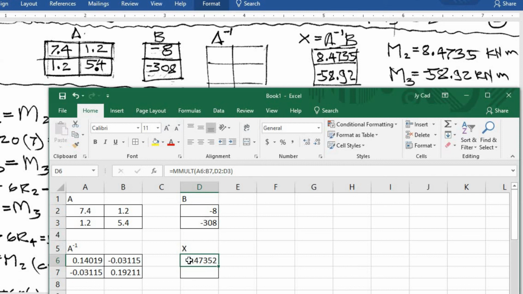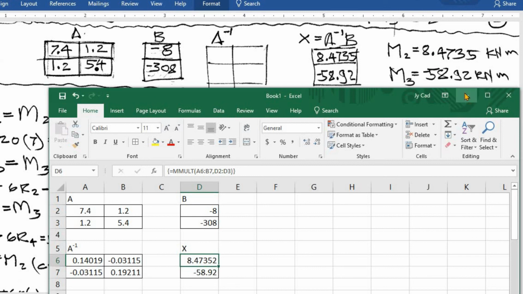Tapos, i-highlight mo ulit yung destination cells nung X. Then, you press F2. Press and hold Control, wag bitawan. Press and hold Shift, wag bitawan. Press and hold Enter. Sabay-sabay na i-release. Okay, so meron na tayong value ng X, which is actually your unknowns. So, ito yung M2, yan yung 8.4735. Tapos, yung M3, negative 58.92. Okay, so yan ang shortcut para ma-solve mo yung unknowns.